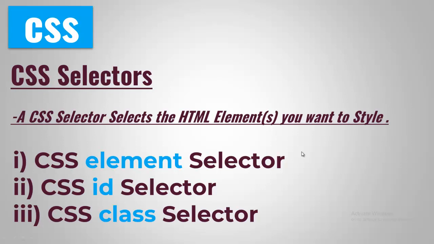In this video, we will understand CSS selectors. CSS selectors are used to select the content you want to style. Mainly, there are three types of selectors in CSS. First one is element selector, second one is ID selector, and third one is class selector.